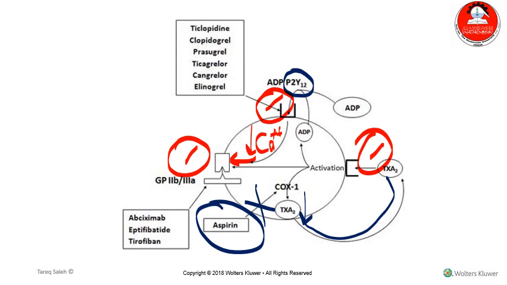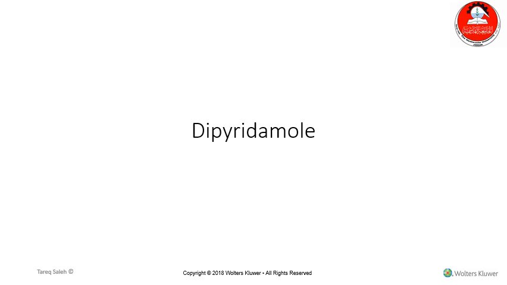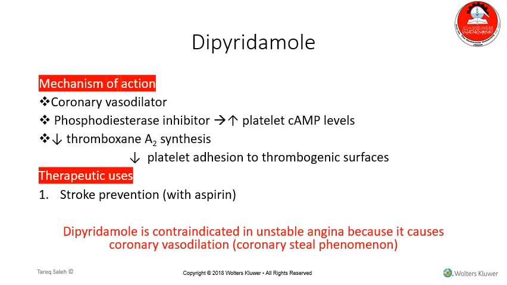And lastly, we've discussed drugs that directly inhibit glycoprotein 2b3a receptors, preventing them from binding to fibrinogen and forming platelet-platelet crosslinks. So let's now discuss another drug that has a different mechanism of action than the drugs that we have discussed so far. This drug is called dipyridamole. Dipyridamole has a unique mechanism of action: it results in both coronary vasodilation and the inhibition of the phosphodiesterase enzyme.